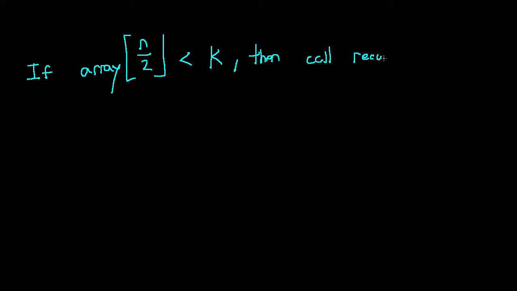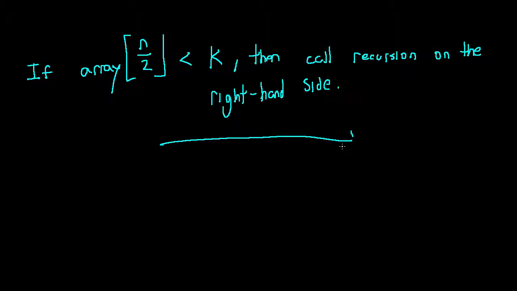recursion on the right-hand side. So if the middle value that we find is less than the key we're looking for, that must mean that the key is bigger than that value, and thus since the array is sorted, it's going to be on the right side, right?